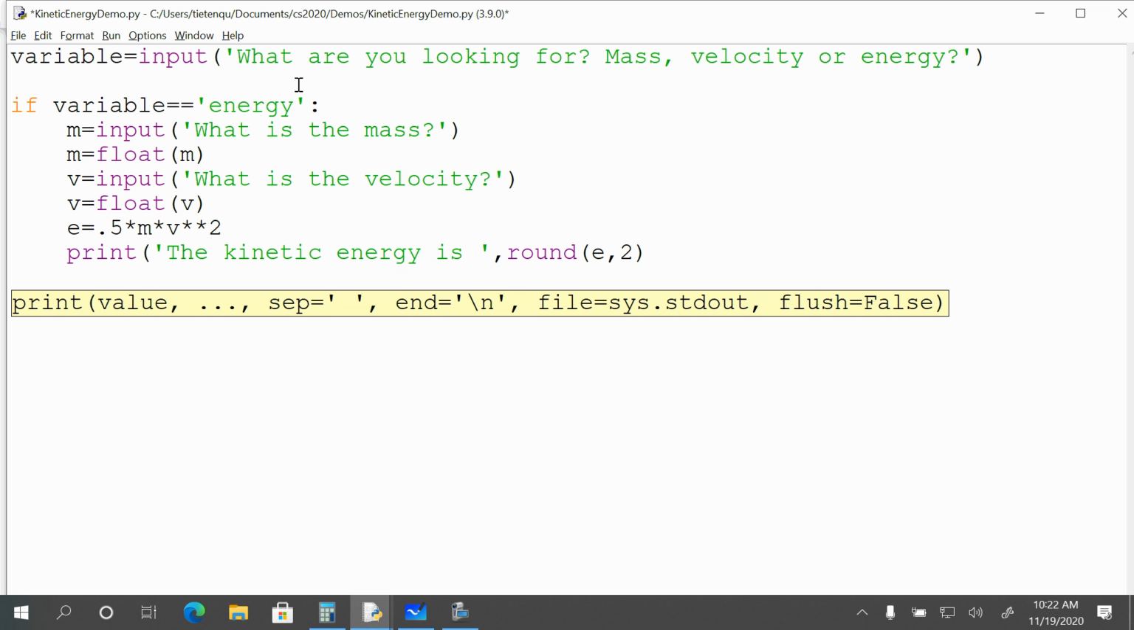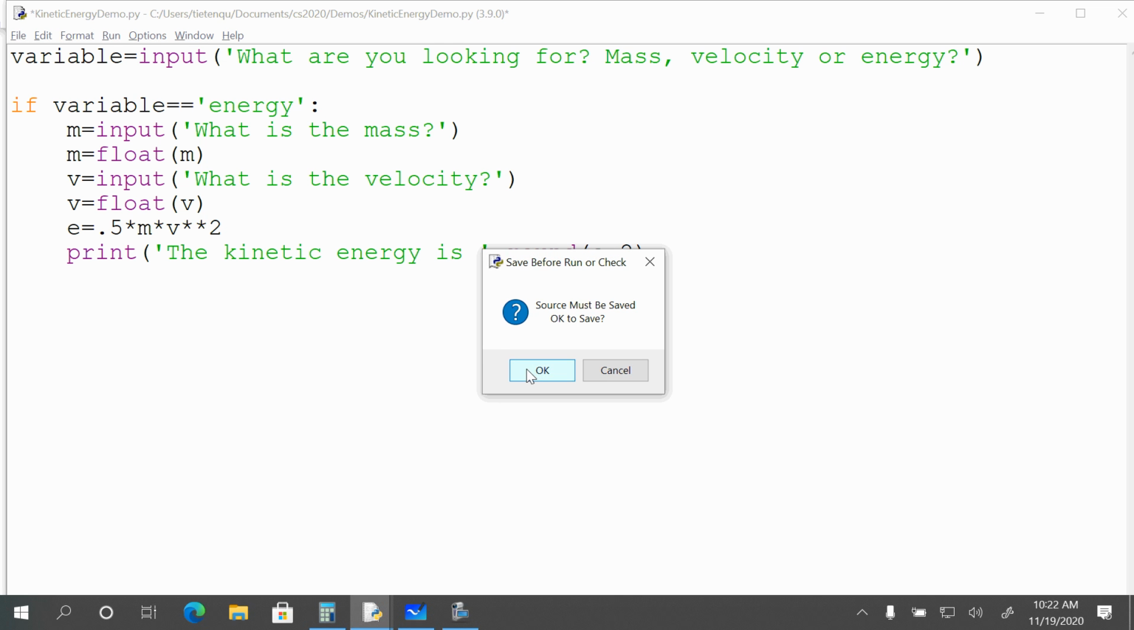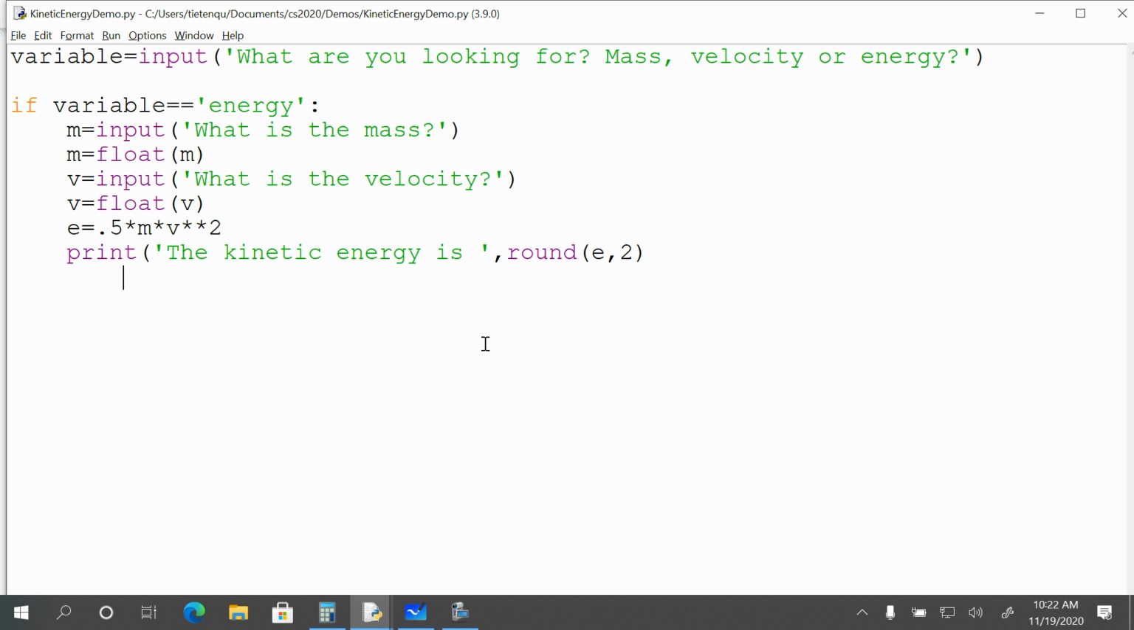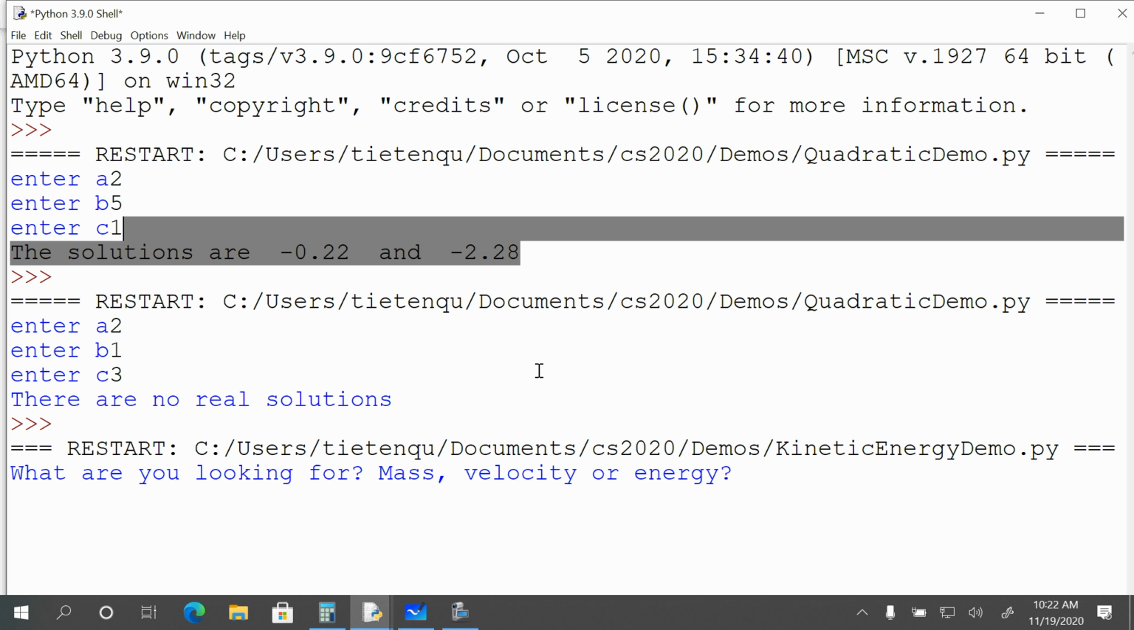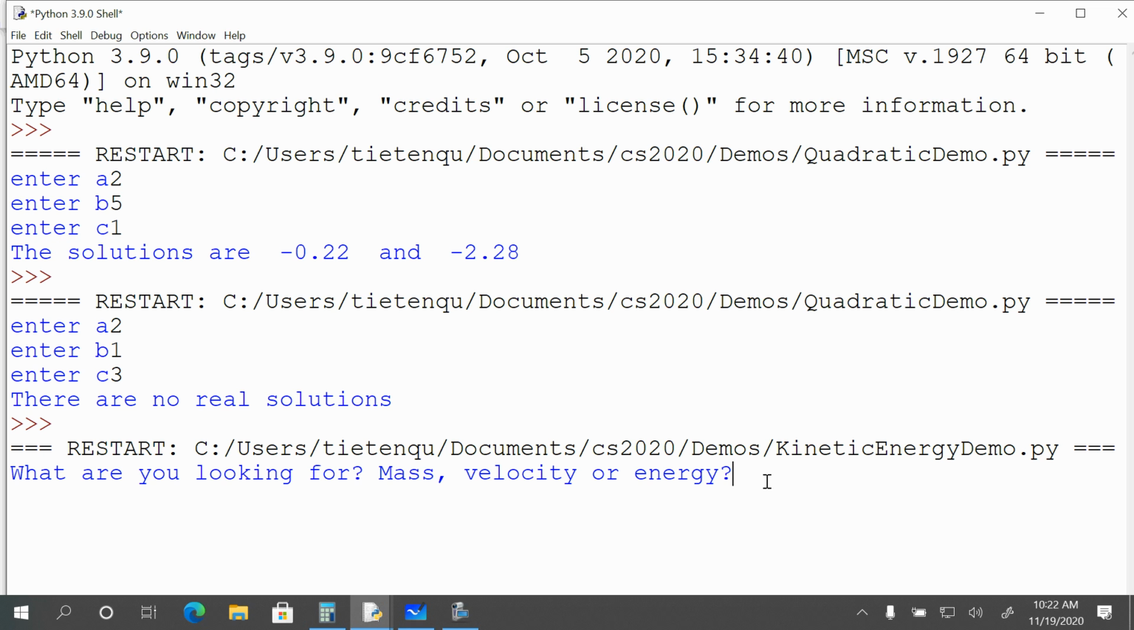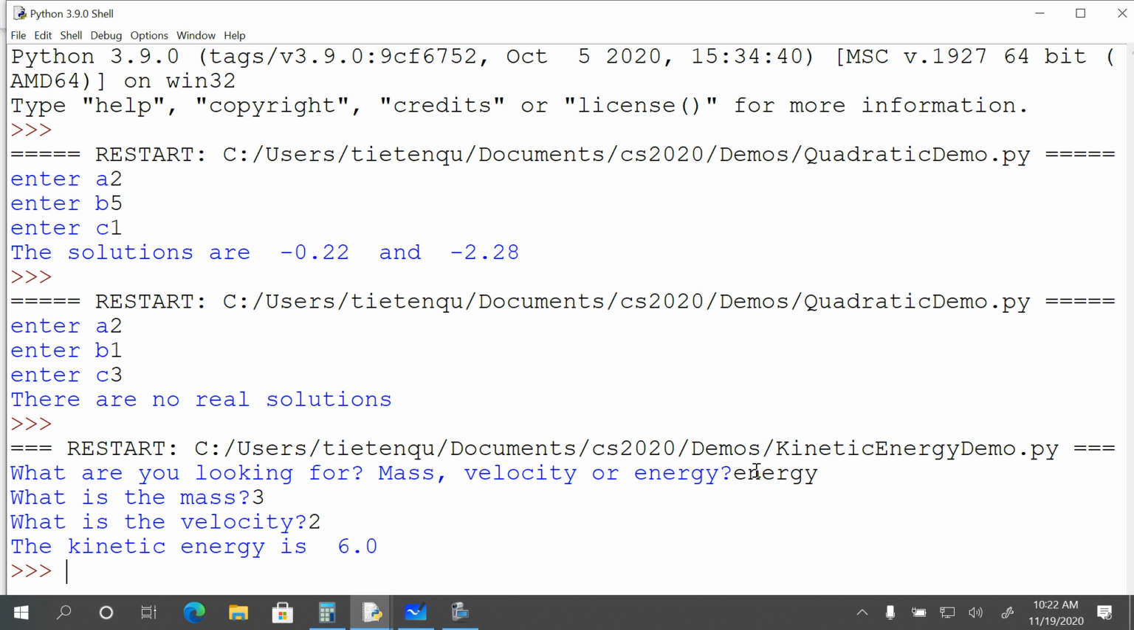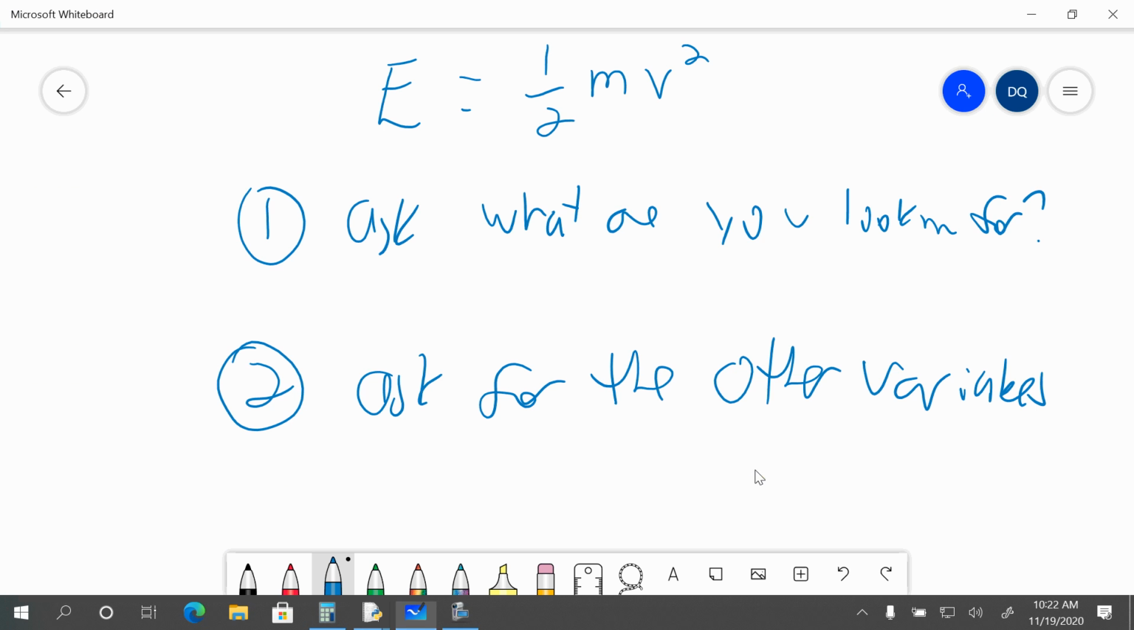Okay, so let's just test this before we go any farther. So I'm going to run that. And it looks like I forgot a round bracket here. There we go. What are you looking for? Well, this only knows how to deal with looking for energy, so I'm going to say energy. The mass is 3, and the velocity is 2. And it's telling me the energy is 6. Now let's just check to see if that's right. 3 times 2 squared is 12, divided by 2 is 6. So yeah, this is working.